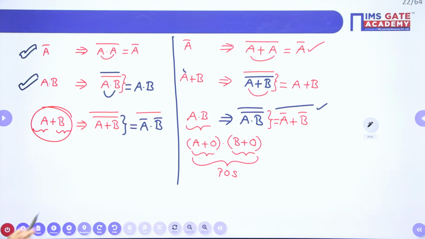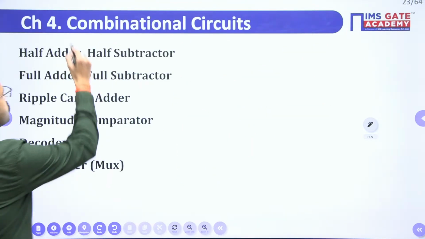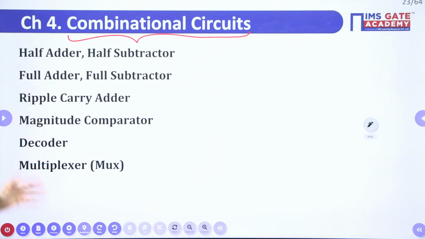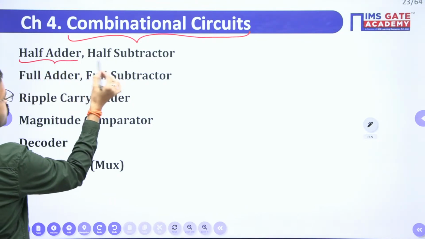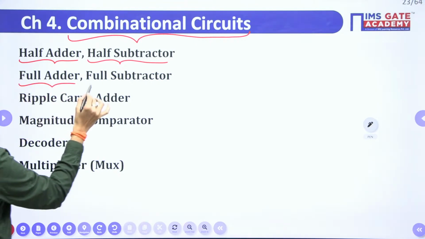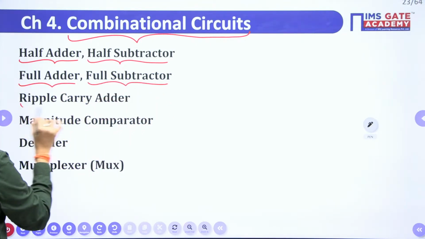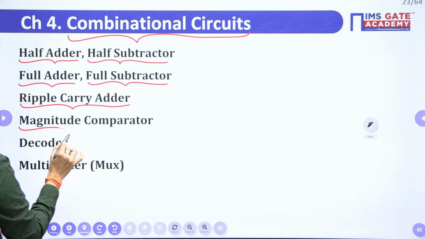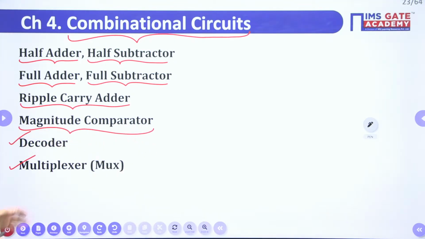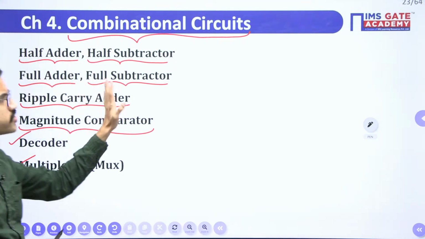Okay, so now let us proceed to the next chapter, that is combinational circuits. Here we'll discuss questions based on these concepts. These are very, very important. We'll discuss questions based on half adder, half subtractor, then full adder, full subtractor, then ripple carry adder, then magnitude comparator, and then decoder and multiplexer.